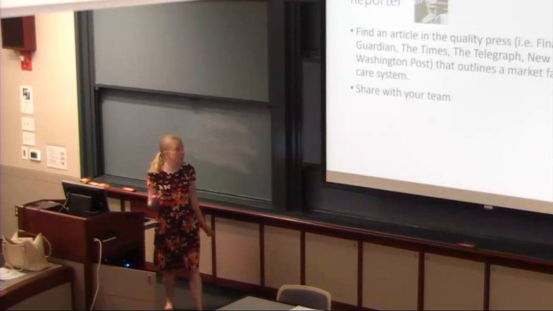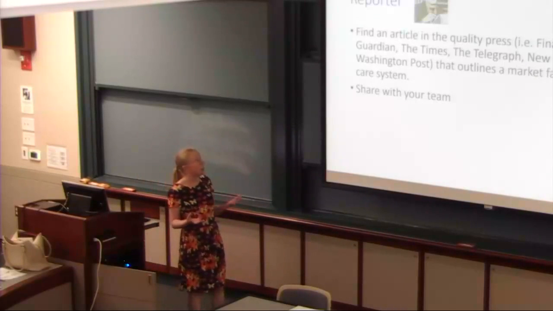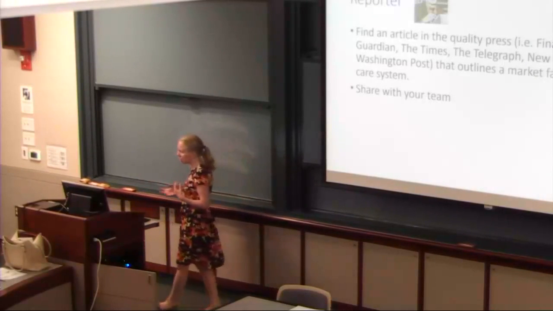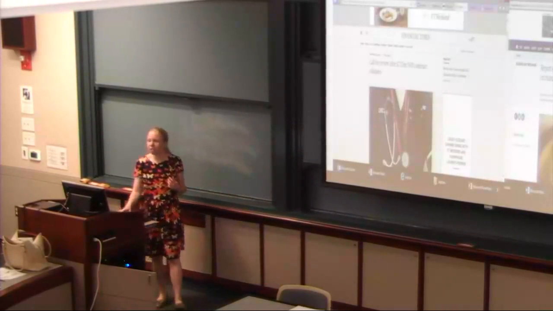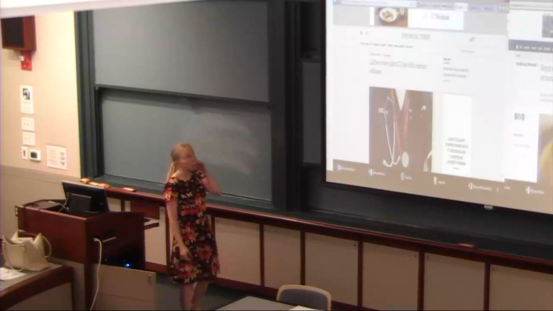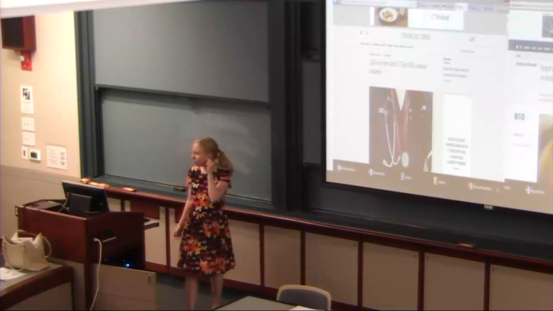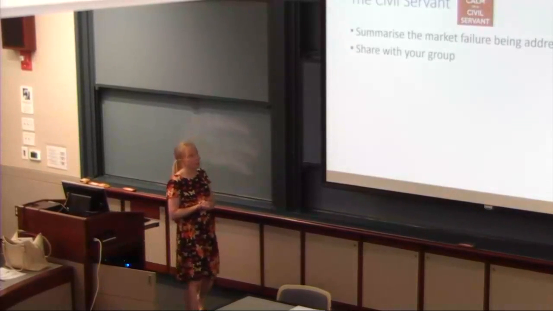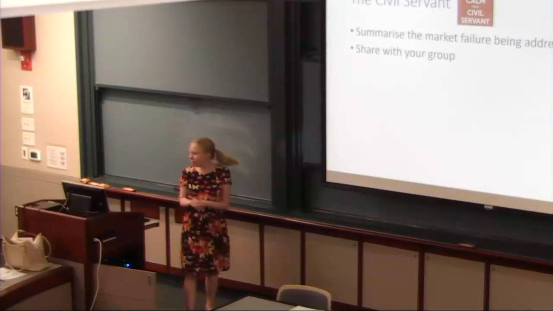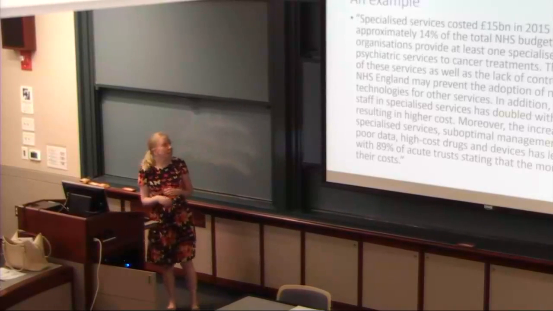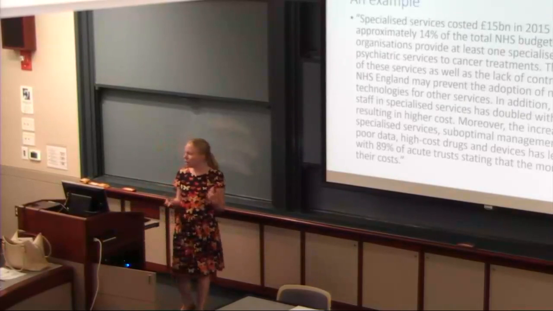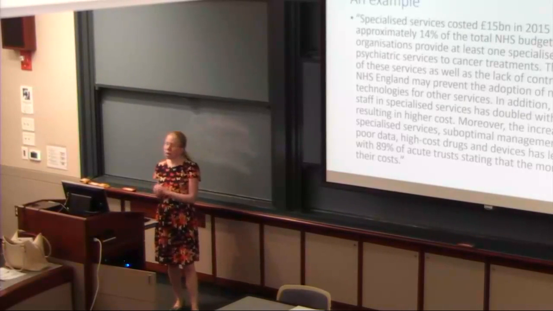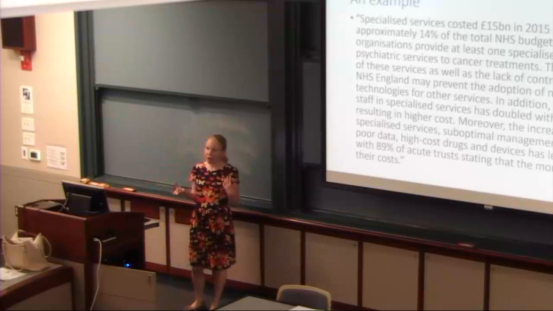So the reporter basically finds an article in the popular press that outlines a market failure in the healthcare system, and then they share that with their team. These are just some examples of articles that people found last year. Then the civil servant summarizes the market failure being addressed in the article. Again, this is just an example from last year of one of the summaries that was provided. Each team member has to provide about a paragraph.